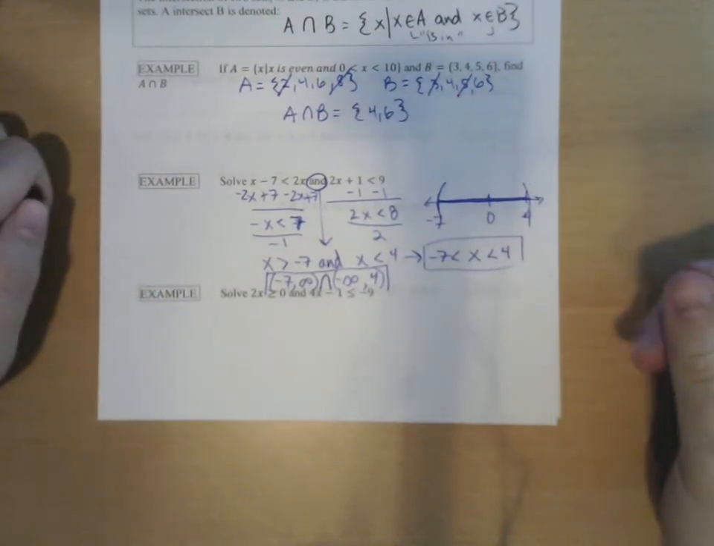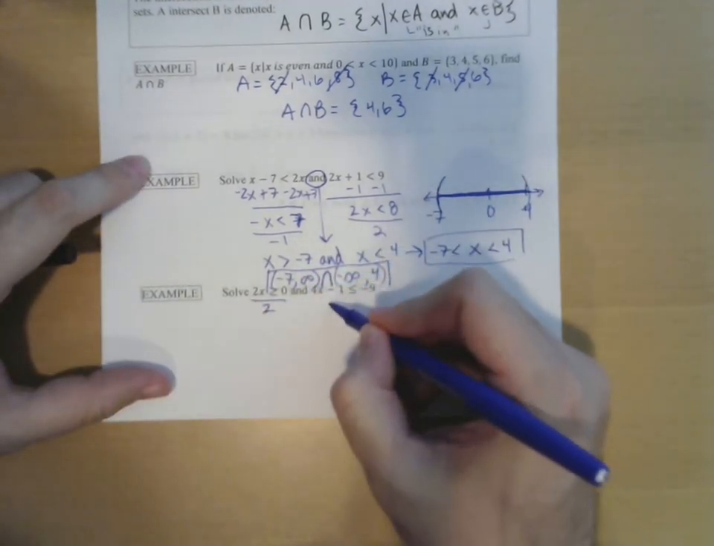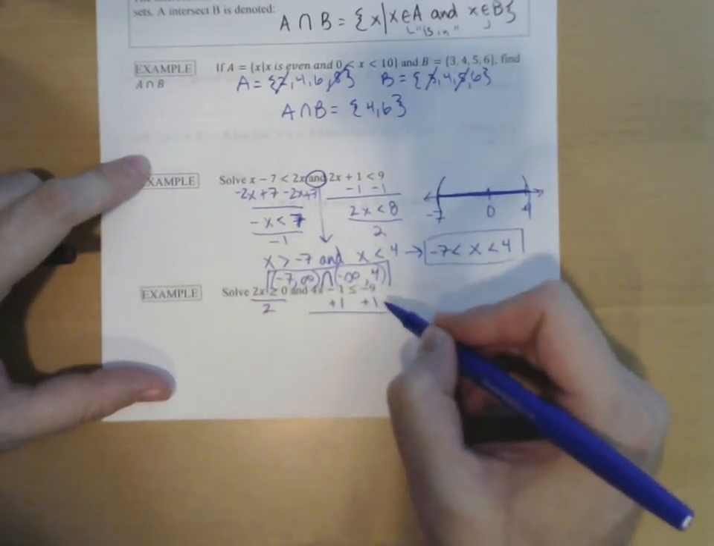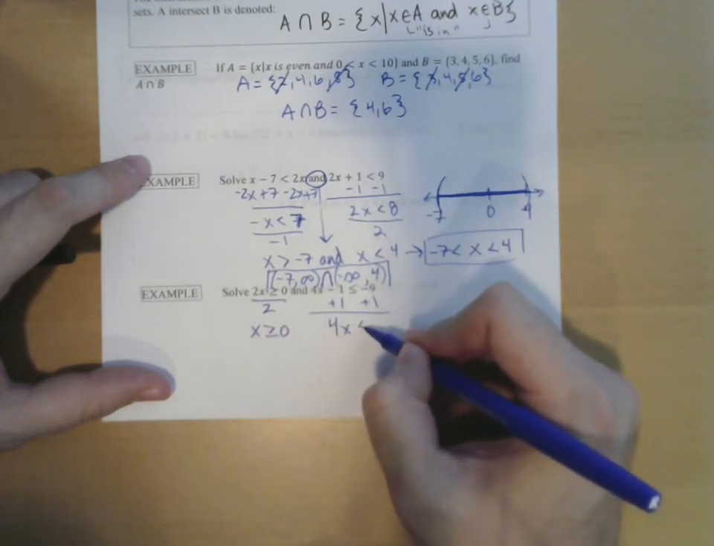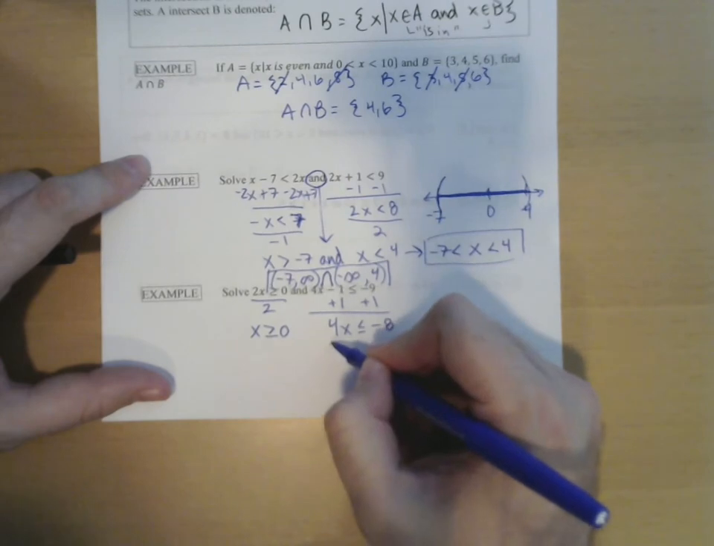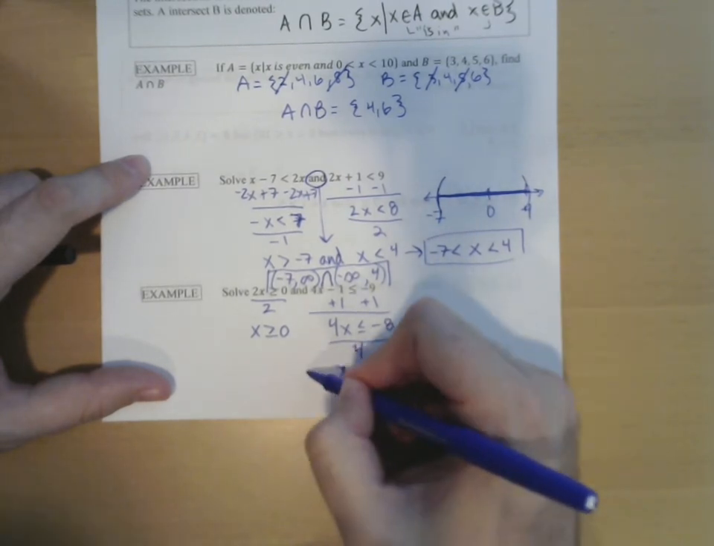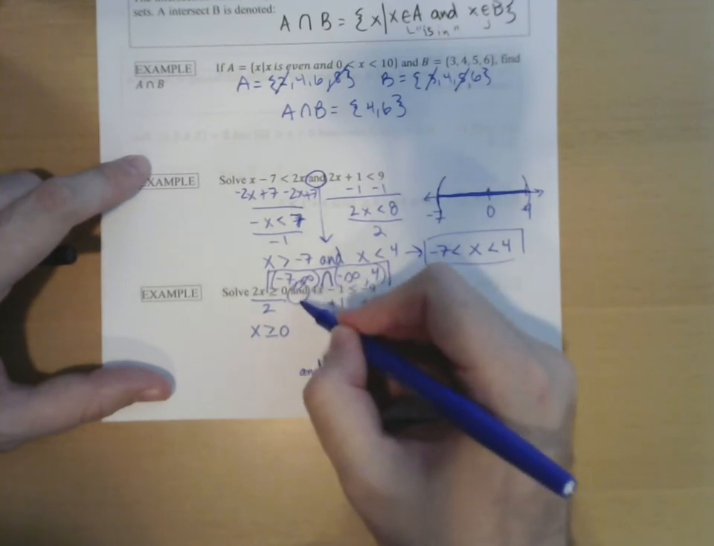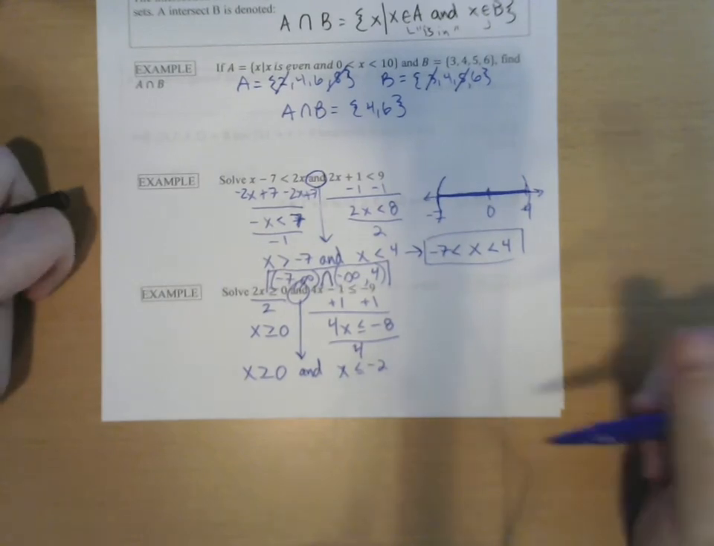So let's try another one here. 2x greater than or equal to 0, and 4x minus 1 is less than or equal to negative 9. So we're going to divide this one by 2. I'm going to start on this one by adding 1. So this gives us x is greater than or equal to 0. This gives us 4x is less than or equal to negative 8. Divide by 4, so we get x is less than or equal to negative 2. There's an and that comes down. So x is greater than or equal to 0 and less than or equal to negative 2.